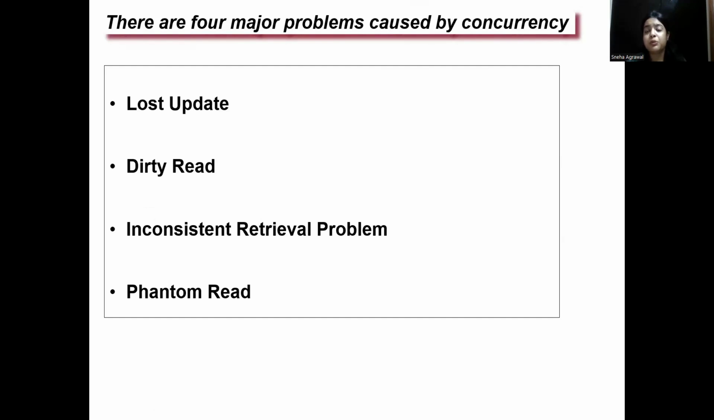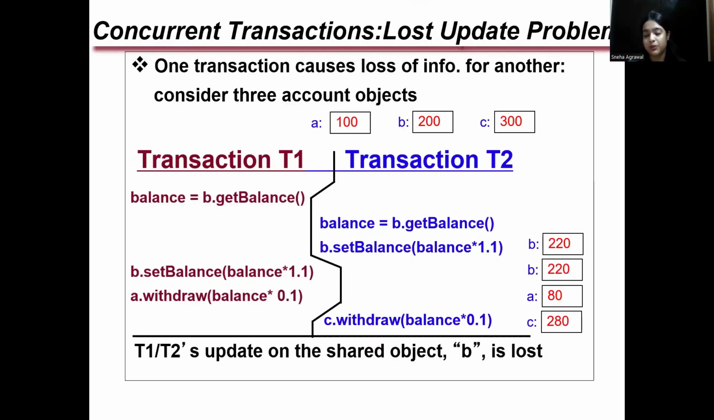Now, there are four major problems caused by concurrency: lost update, dirty read, inconsistent retrieval problem, and phantom read problem. We'll discuss them one by one. First is the lost update problem. Here, multiple transactions, and we will take an example of two transactions, are trying to make changes to the same value, so the update made by one transaction gets overwritten by the update of the other transaction.